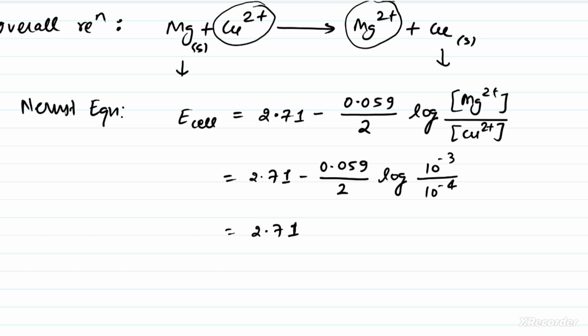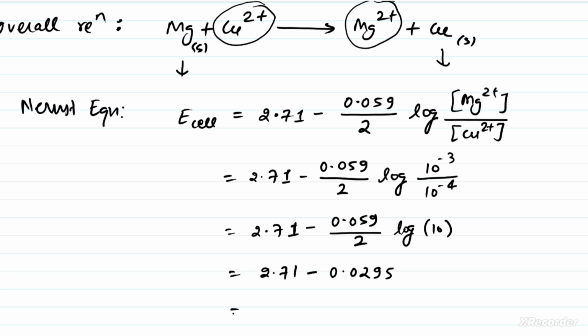minus, so if we calculate this number, it will become 0.059 by 2 log, and this is 10 to the power minus 4, it will go in the numerator, so it will become 10 to the power plus 4. So basically this is log 10. Okay, log 10 is 1, so this will be 2.71 minus 0.03. So the answer will be roughly 2.68 volts. So this is the correct answer.